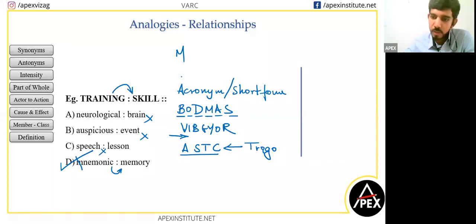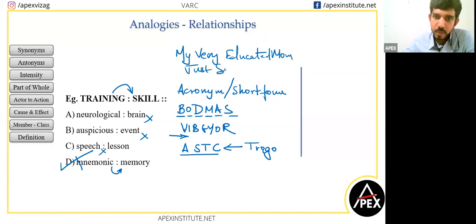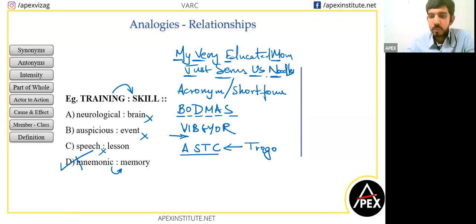So there are mnemonics for months of the year. I'm not aware. Let's say my very educated mom just served us noodles. This is what I came across. What does this help you remember? Mercury, Venus, Earth, Mars, Jupiter, Saturn, Uranus, Neptune. And now Pluto is not a planet, so this works. My very educated mom just served us noodles.